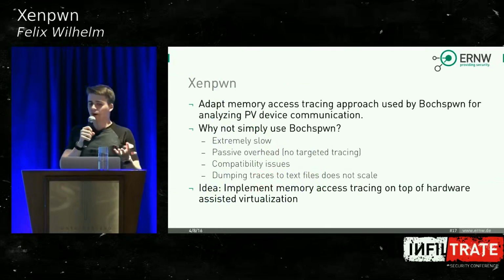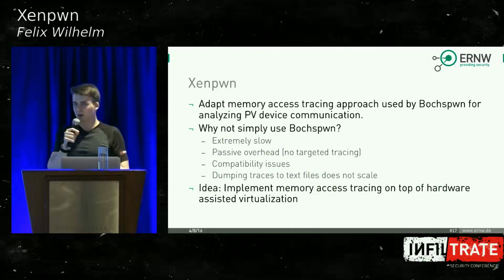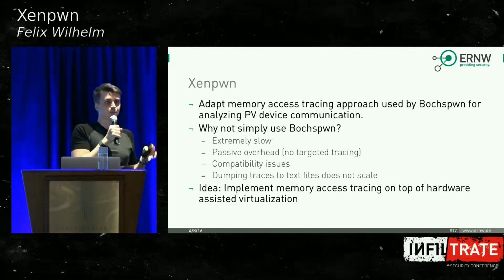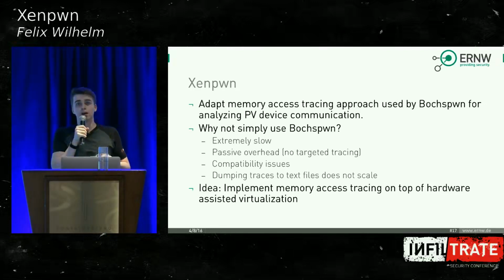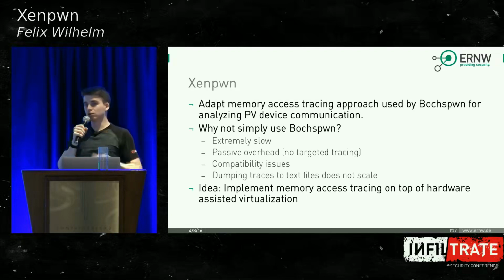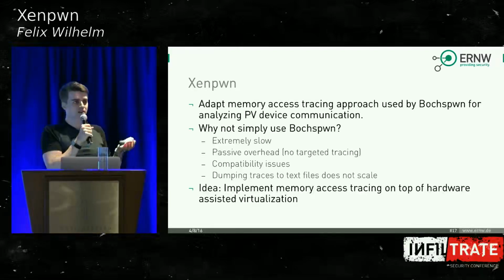So Xenpwn, as I said before, the main idea is we want to adapt this memory tracing approach that is used by Bochspwn, but use it for analyzing para-virtualized device communication. Now the question might be, why not simply use Bochspwn? It's open source, so I could just use it. But Bochspwn, for this use case, has a couple of problems.